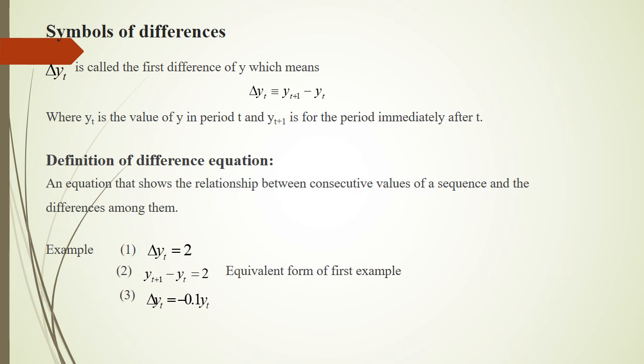Where yt is the value of y in period t and yt plus 1 is for the period immediately after t. Now coming to the definition of difference equation: an equation that shows the relationship between consecutive values of a sequence and the difference among them. You can take the example delta y equal to 2. We can use the original or equivalent example like this: yt plus 1 minus yt equal to 2, or delta yt equal to minus 0.1 yt, etc. So you can take some more examples from your textbook. So this is the definition of difference equation.